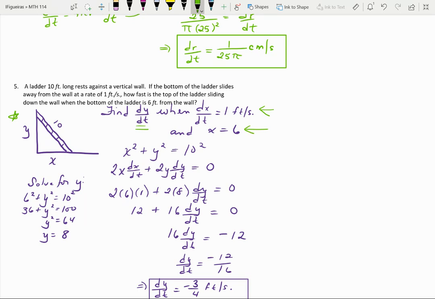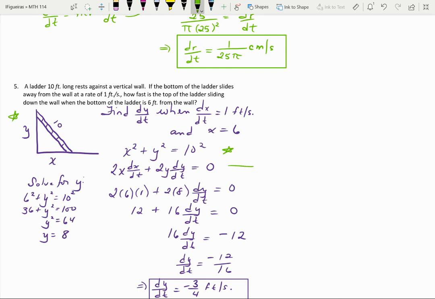So you can see from the picture that I'm going to use the Pythagorean theorem. So I have here, the Pythagorean theorem states that x squared plus y squared equals 10 squared. Now, it's okay for me to plug in 10 right away before I take the derivative because the length of the ladder is not changing as the ladder slides. Only the x value and the y value will change as the ladder slides. So that's an example of where you want to substitute in the constant before taking the derivative.